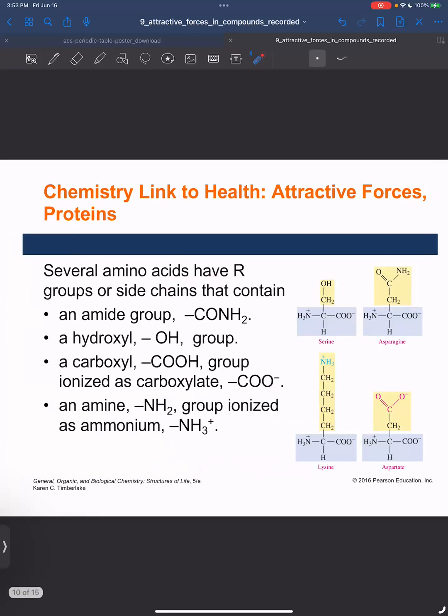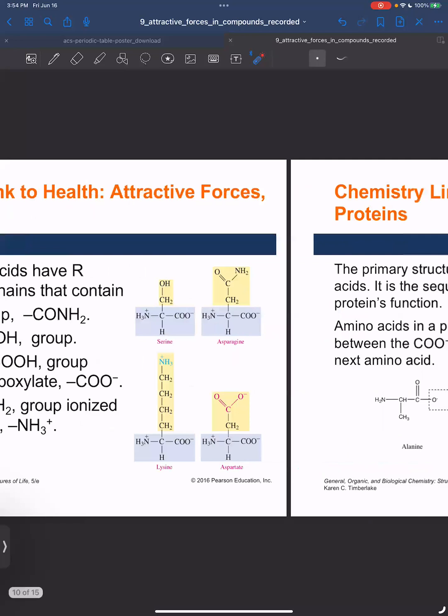So several amino acids have R groups or side chains that contain different functional groups, like an amide group, hydroxyl, carboxyl, which is ionized into a carboxylate in the body, and an amine, which is ionized into ammonium in the body. And you can see here, this is what serine looks like, and this is its R group. This is what asparagine looks like, and this is its R group, and lysine and aspartate. So there are many different types of amino acids with different R groups.